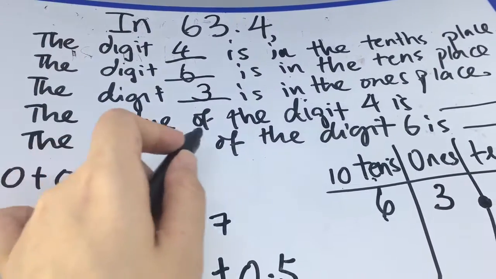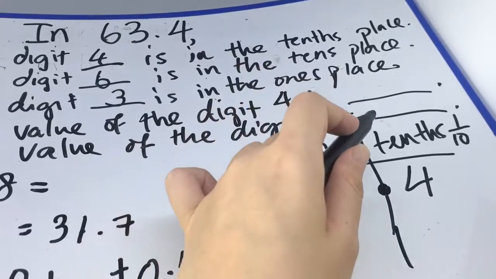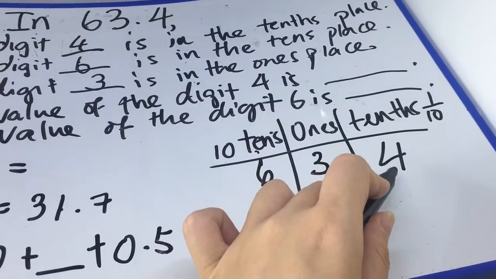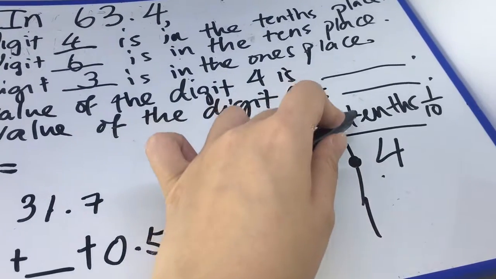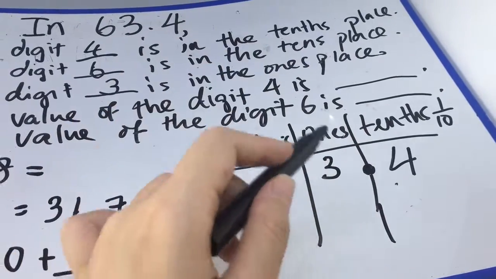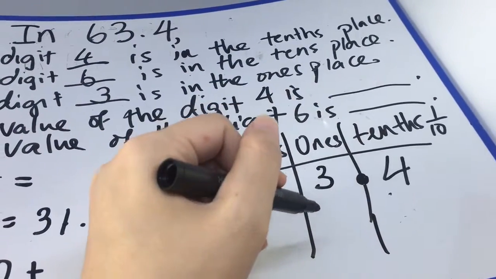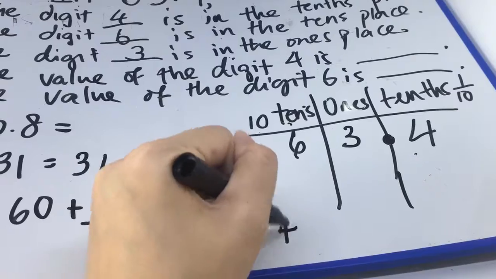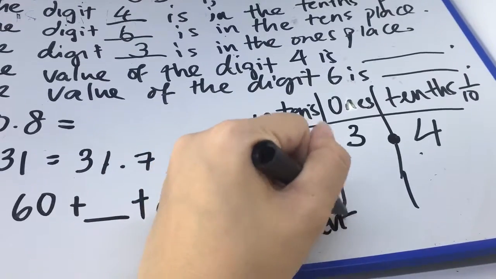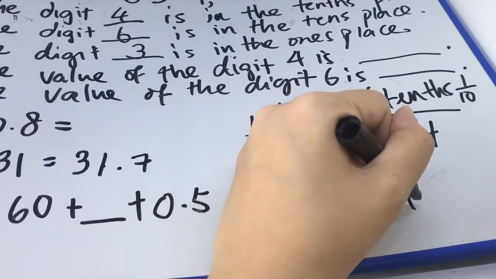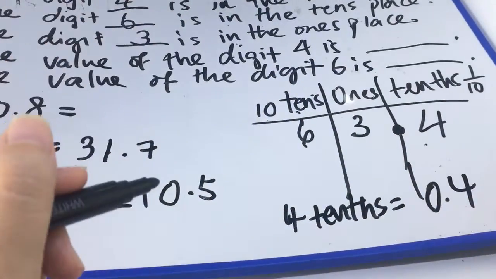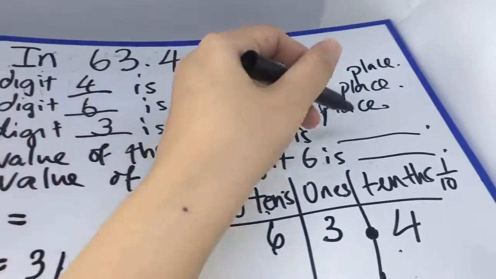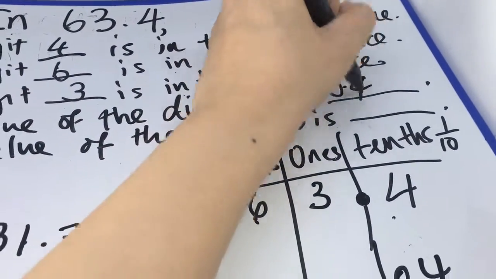Now let's look at the value of the digit 4. Now the value of the digit 4 over here, so we know it's 4 tenths. How do you write 4 tenths? 4 tenths equals 0.4. So 4 tenths is 0.4.